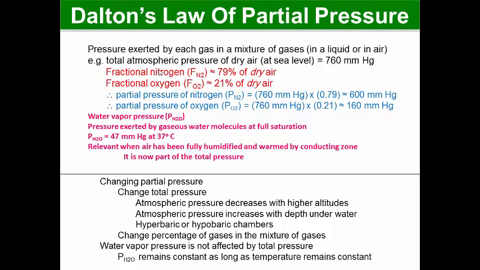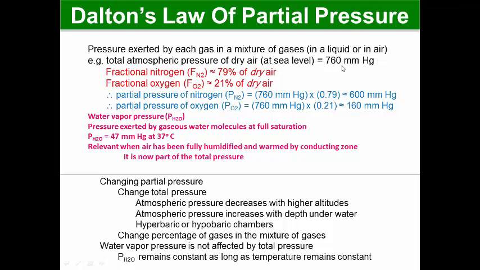This pressure, which is exerted by the atmosphere, is known as the atmospheric pressure, or the total atmospheric pressure. How much is this total atmospheric pressure when air is dry and at sea level? When we say air is dry, we mean that there is no water vapor in the air, like the one which we have in Riyadh or in Qasim. At sea level, in dry air the atmospheric pressure is 760 millimeters of mercury.